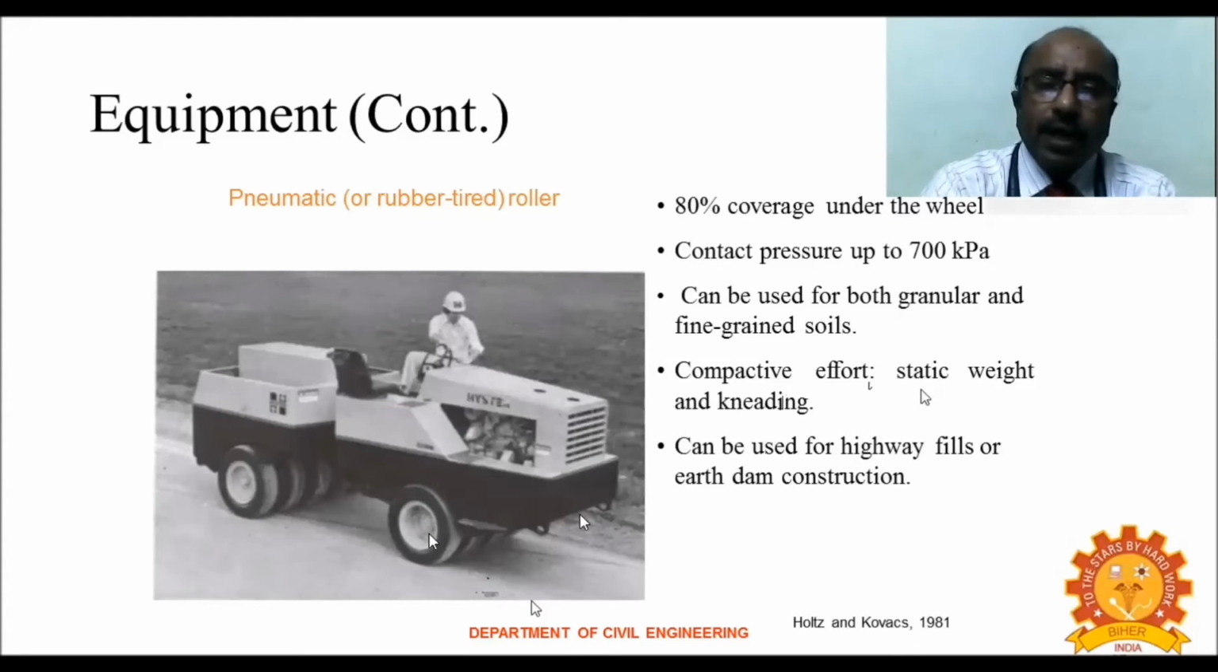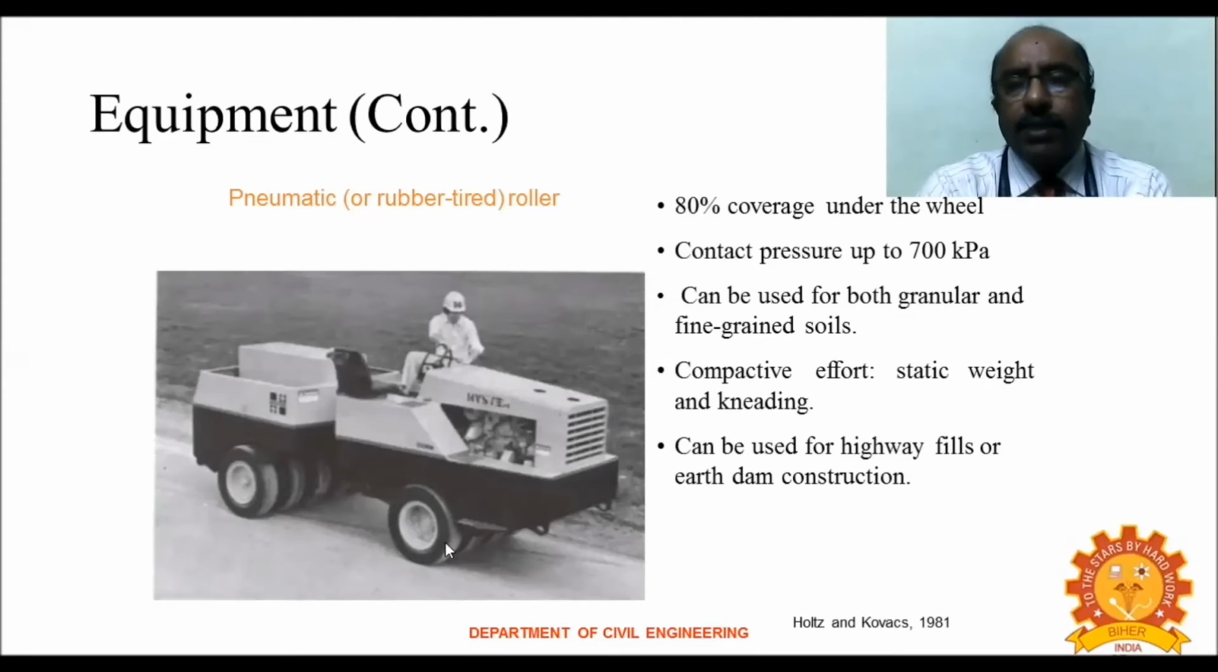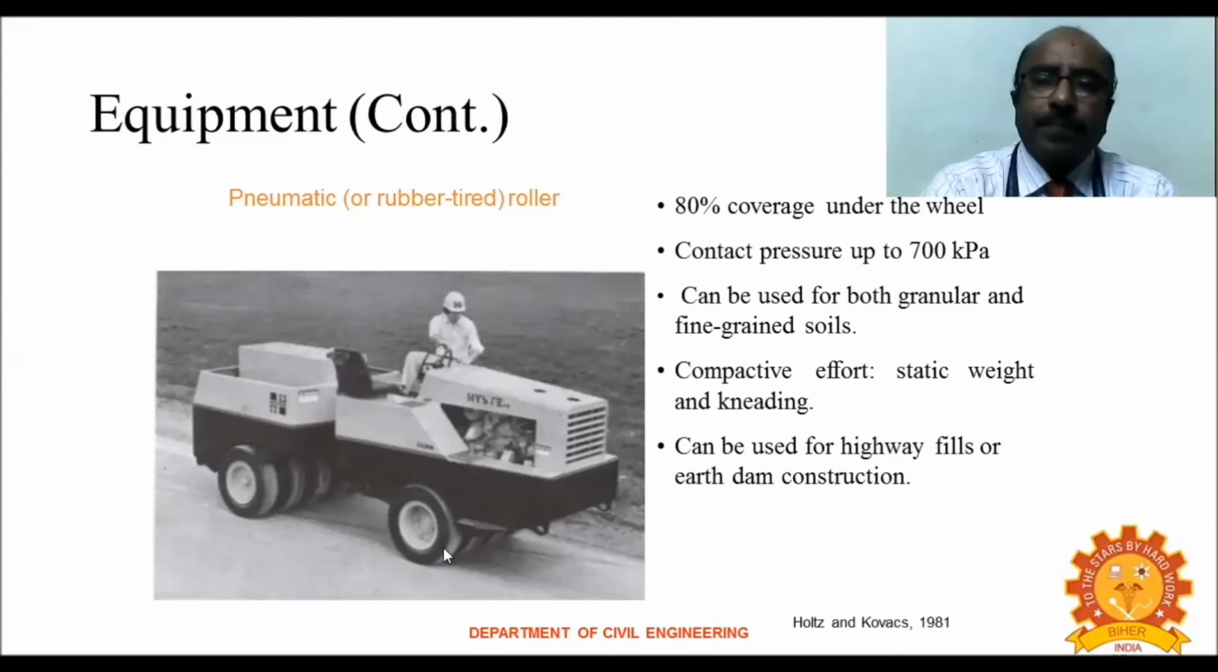For example, if you have a clay soil and you use a smooth roller, when the load is lifted, the soil may eject out from these sides. Whereas if you use this type of roller, that is the pneumatic tire roller, the gap in between the wheels will be there, thereby we can knead the soil, the clay soil, and the compaction is achieved properly. So this can be used for highway fields or dam construction.